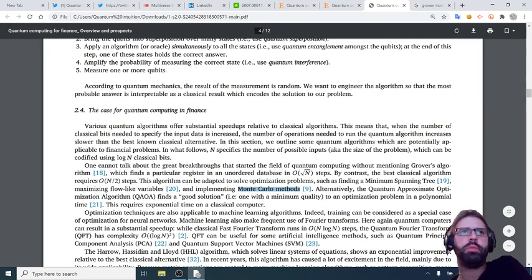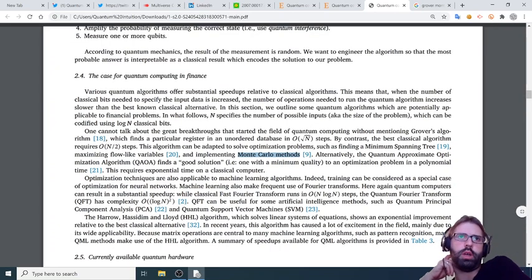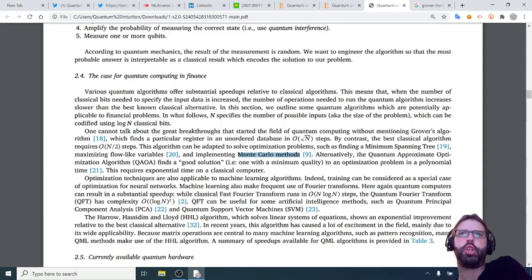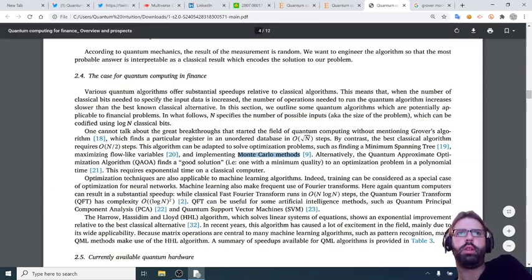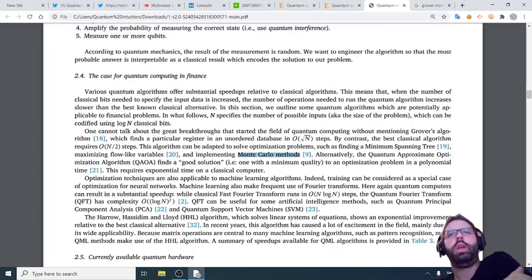Alternatively, the quantum approximate optimization algorithm finds a good solution to an optimization problem in polynomial time. This requires exponential time on a classical computer. Yeah, so that's basically the variational approach to solving the QUBO, I guess, right? Optimization techniques that are also applicable to machine learning algorithms. Indeed, training can be considered a special case of optimization for neural networks.